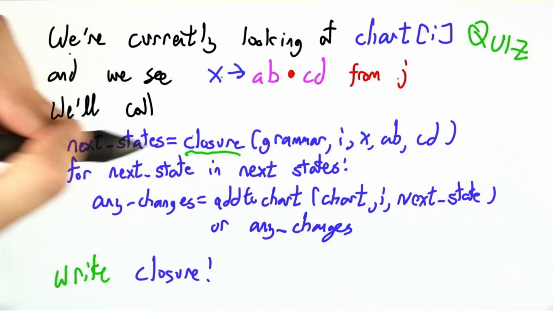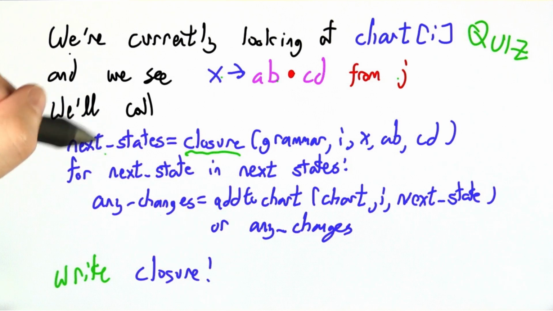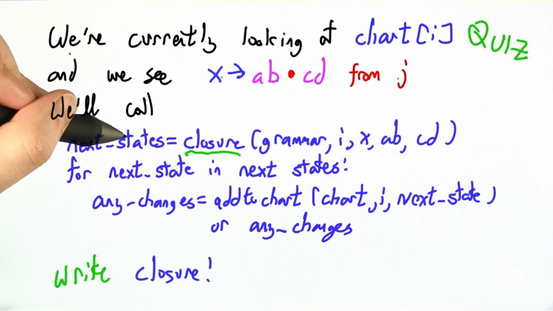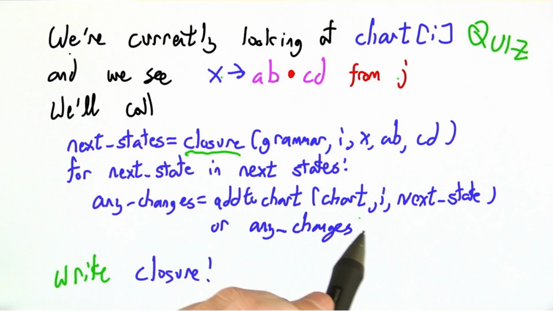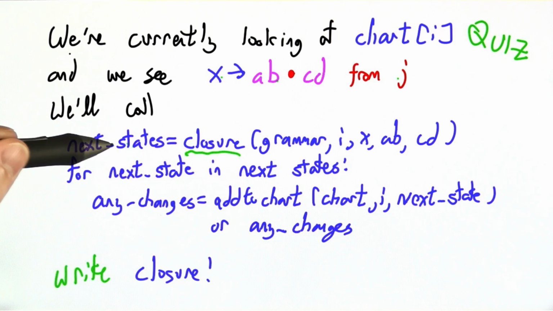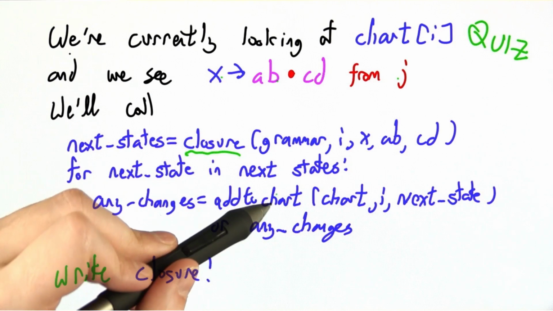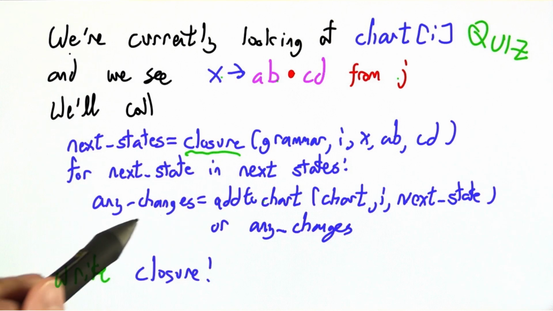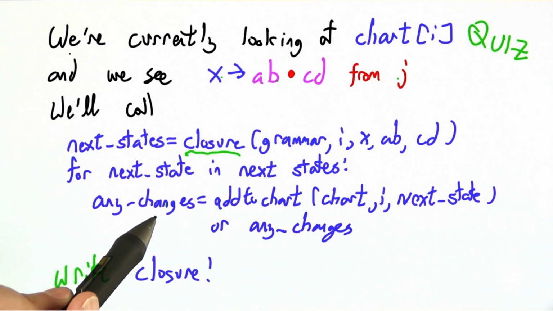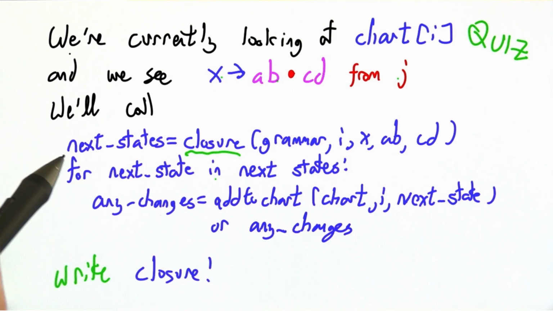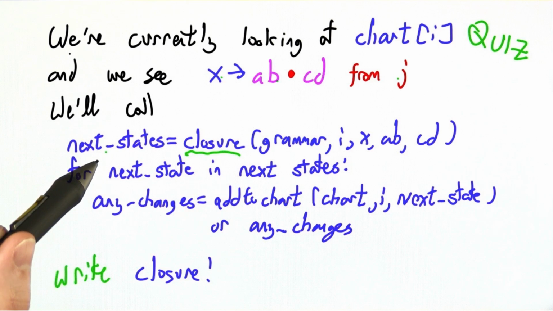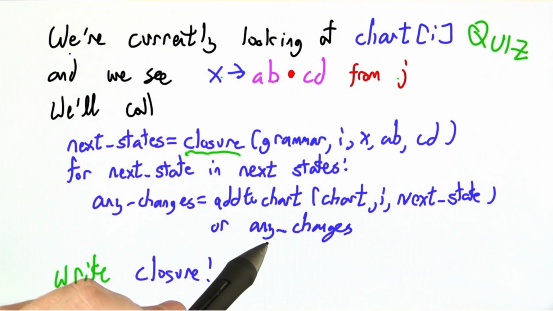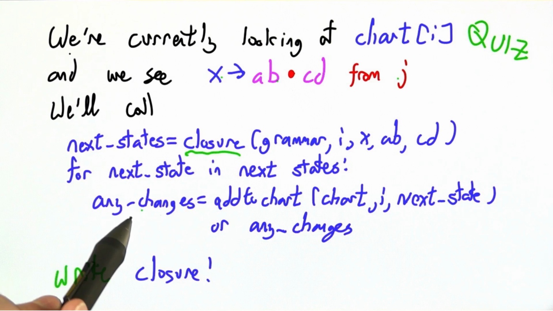And this closure function is going to return all the new parsing states that we want to add to chart position I. So it's going to return a list of next states. For each one of those, we're going to add it to the chart. We've already written add to chart together. And we're going to figure out if there were any changes over all of the things you returned. For example, let's say you returned 3 things, but 2 of them were already in the chart. Since at least one of those was a change, then we want any changes to be true.